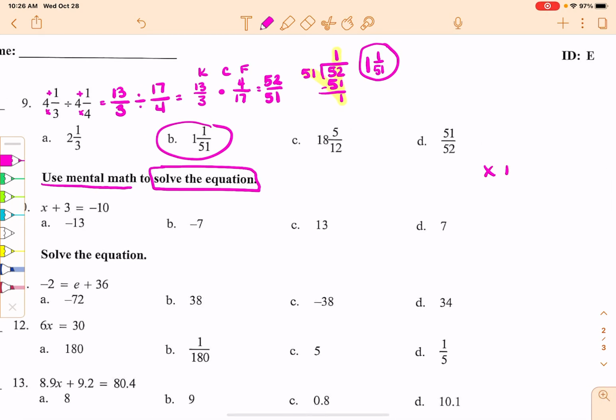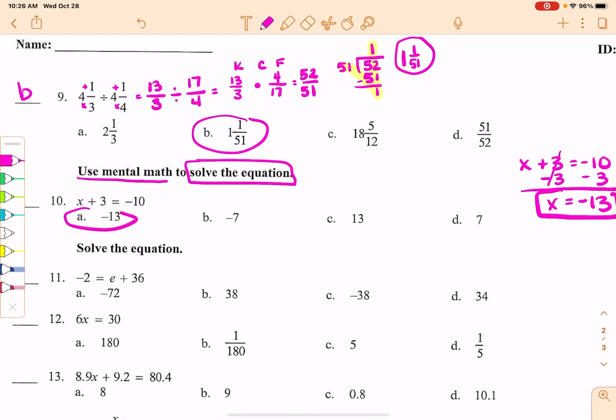So if I have x plus 3 equals negative 10, solving the equation, you're just trying to get x alone. The opposite of adding 3 is subtracting 3. So those cancel, I'm left with x. On this side, negative 10 minus 3 is negative 13. So that matches A.